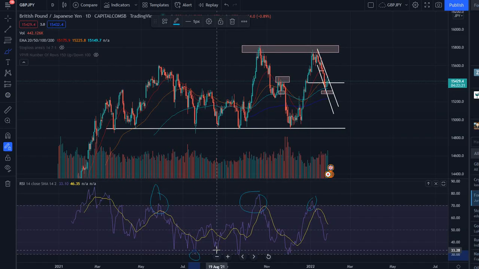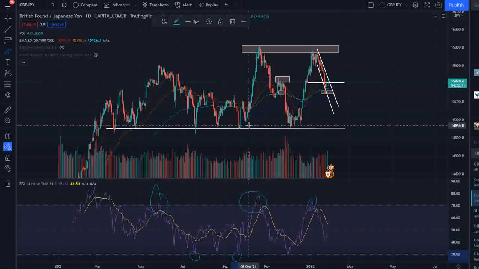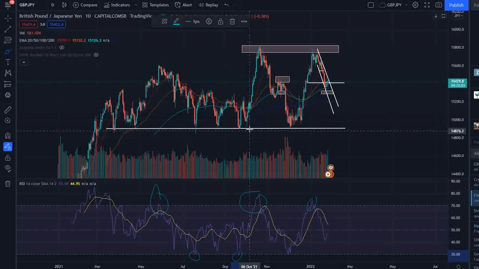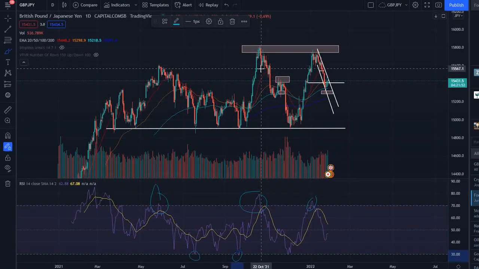So here it is nearly there, but here is a good one. Oversold, what happened? Well, it broke all the way down here. So this is a very good opportunity to have. So from the 1st of October all the way till the 20th. So that's 20 days there. Excellent. And from here you can just ride it all the way down.